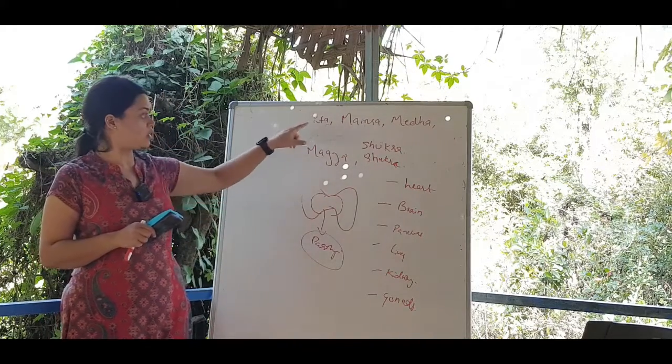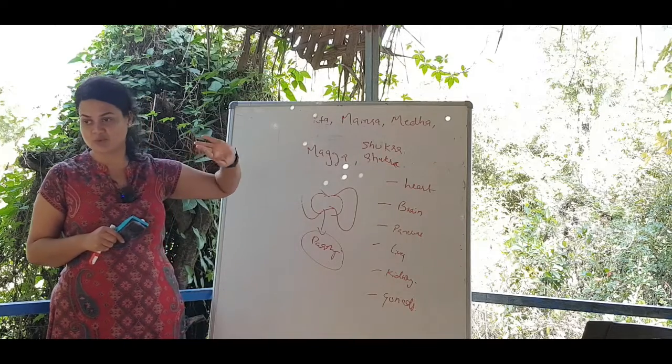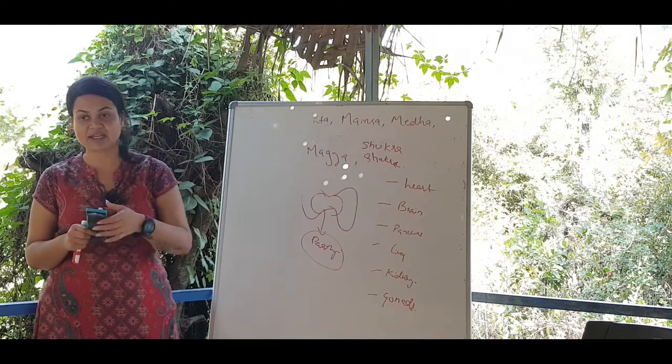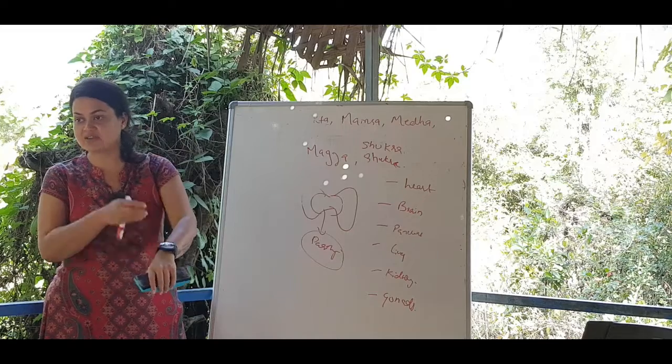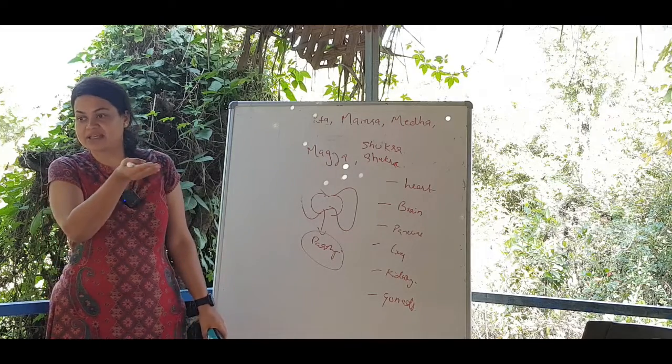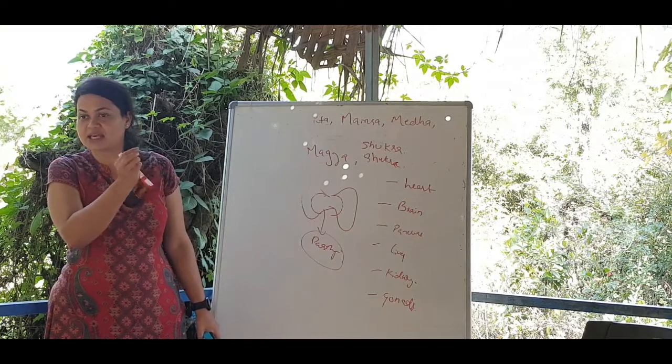We have spoken about the mamsa, skin. We have not spoken about the skin. Skin is a little bit complicated. We have a lot of layers in skin, 4 layers basically. Dermis, epidermis. Have you heard about this?